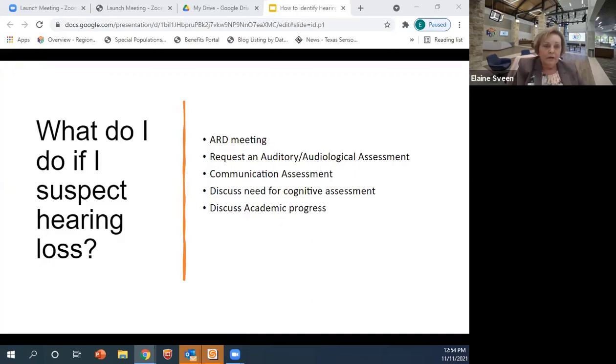And also, I didn't put it on this slide, but I would like to add that contacting the teacher of the deaf and hard of hearing as a partner in all of this is important to do, and what I would suggest if you suspect a hearing loss.